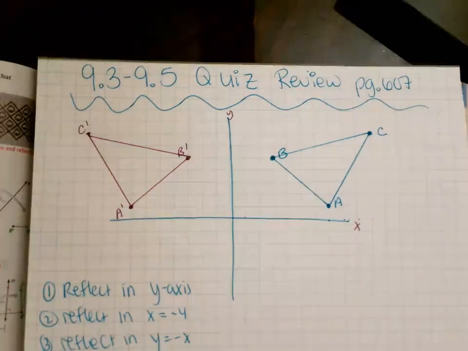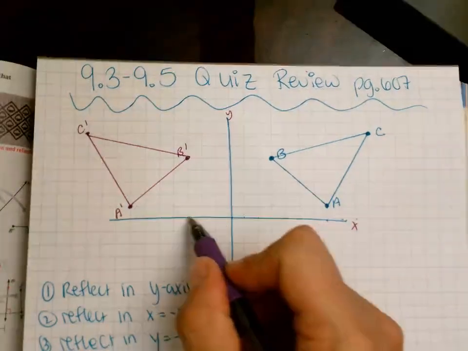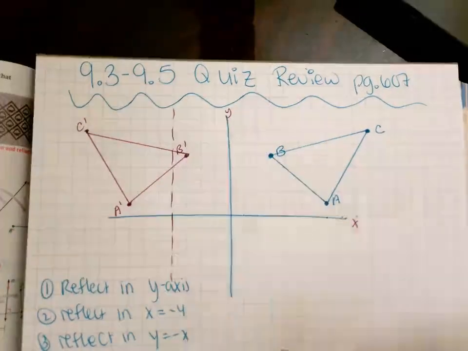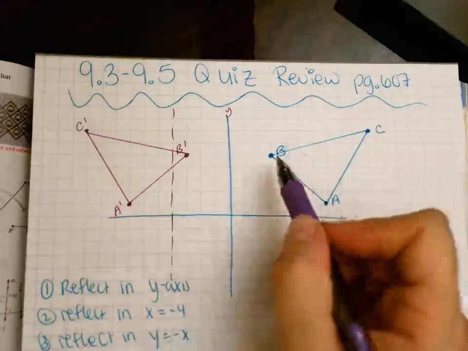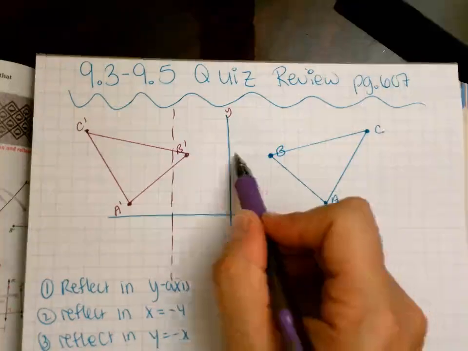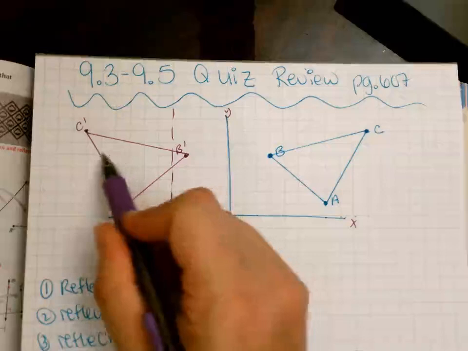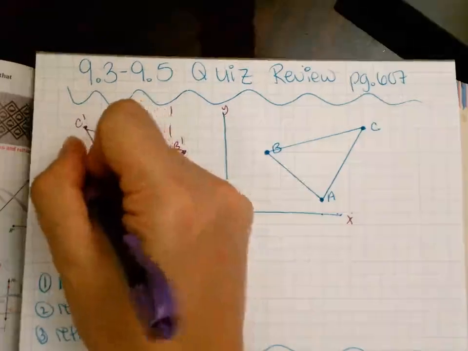Now they want us to reflect it in x equals negative 4. Well, x is negative 4, 1, 2, 3, 4, everywhere along this vertical line. So I'm going to count to the line, count that far away from the line. 1, 2, 3, 4, 5, 6, 7. That was our B prime.